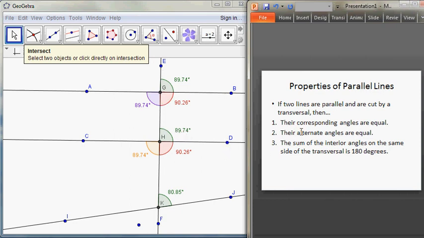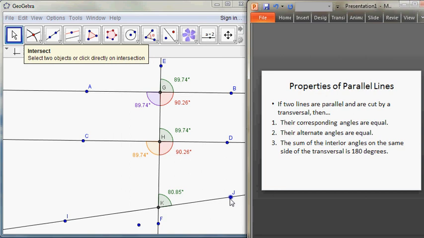Two, their alternate angles are equal. So, angle GHD is also equal to angle AGH. They're both 89.74 degrees. Lastly, the sum of the interior angles on the same side of the transversal is 180 degrees. So, here we have angle BGH and angle GHD, and one is 90.26 degrees and the other is 89.74 degrees. Those both add up to 180.